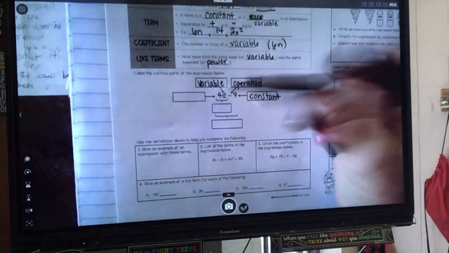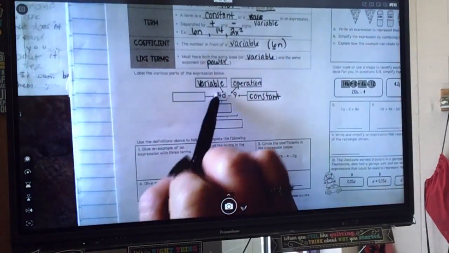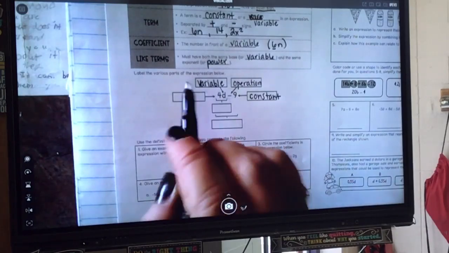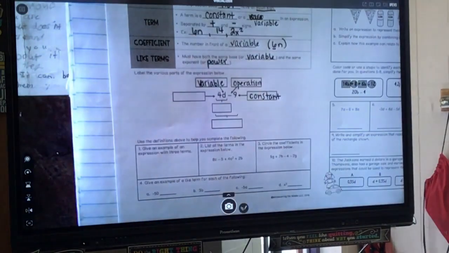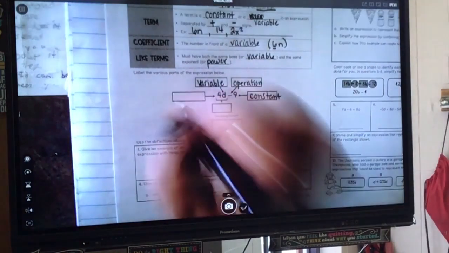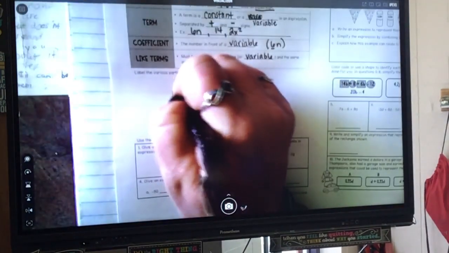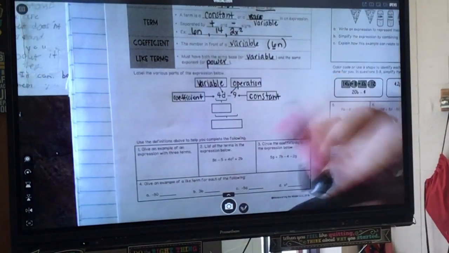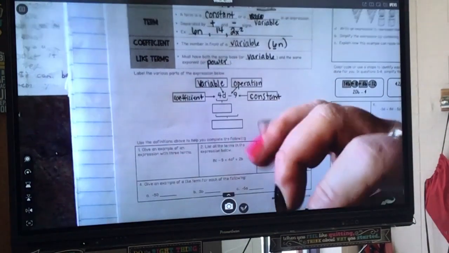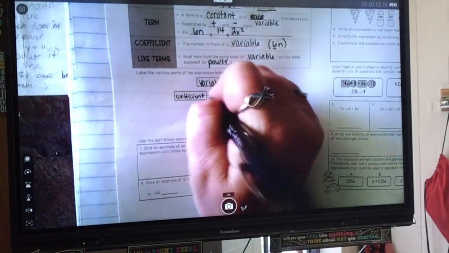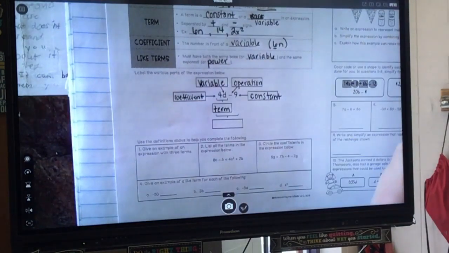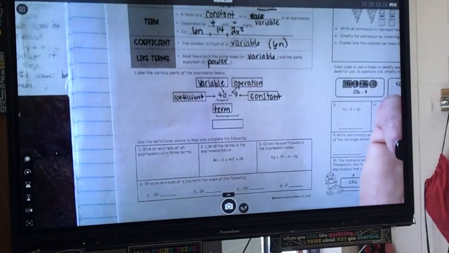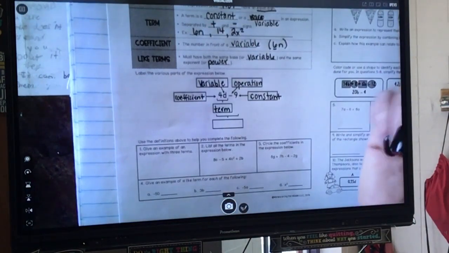Alright. Then, this number right here connected to the variable. What is that called? Gabriel? No. Y'all pay attention. It is a coefficient. Now, 4D is what? 4D is what? A term. It is the term. And then 4D minus 9 is what? What do we call that? Alexa? Yes.